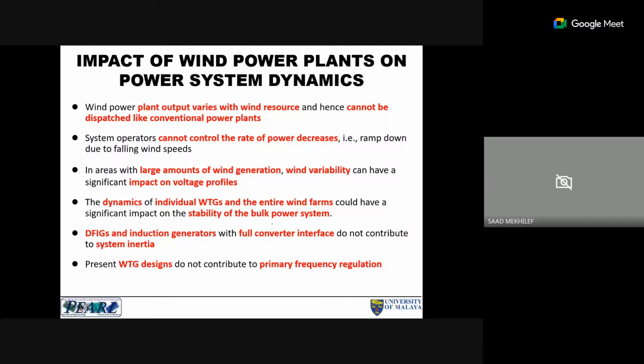Doubly fed induction generators and induction generators with full converter interface don't contribute to the system energy, and that's the big issue, because it's purely power electronics driven, and that's the issue of all the power converters. Yesterday I mentioned one example, Denmark. They achieve almost more than 50% of their electricity generated from the wind. But how do they achieve that? They achieve that by storage.